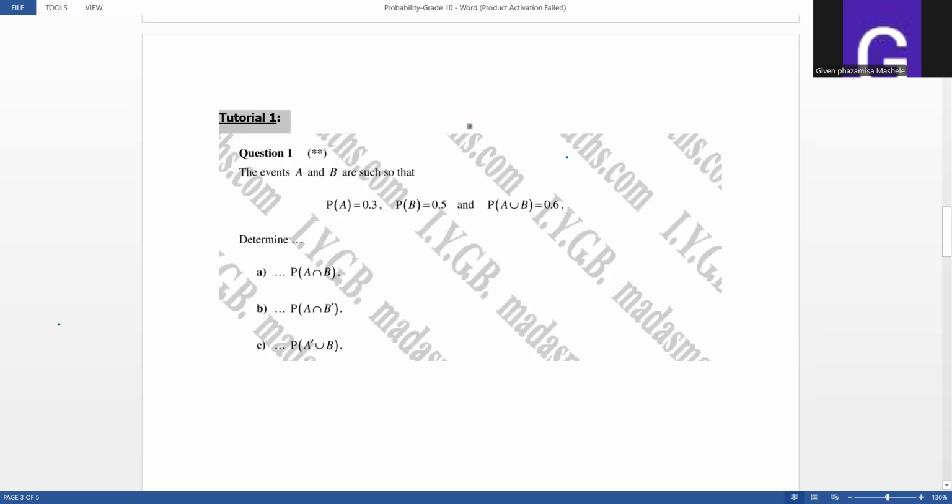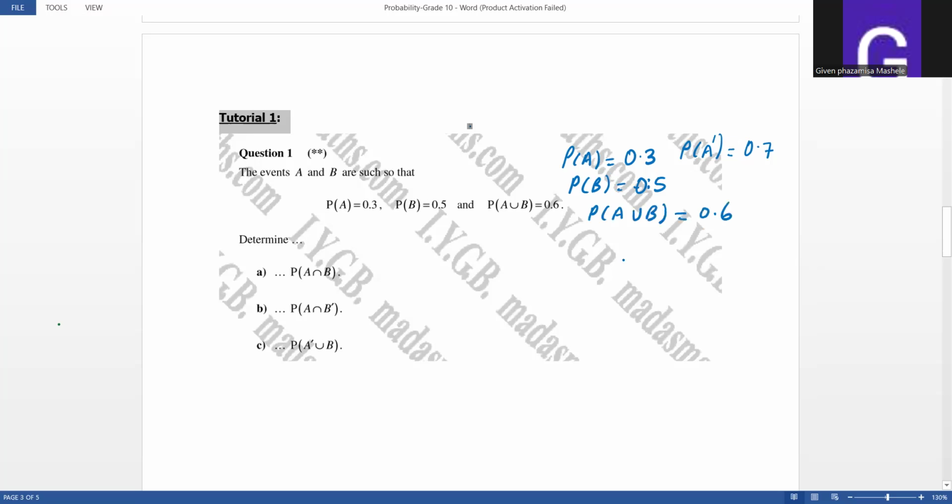So we are told that the probability of A is 0.3. What would be the probability of not A? Obviously, this would be 0.7 because this must add up to 1. Okay, I believe you're following. So what is the probability of B? We are given the probability of B, it's 0.5. And we are also told that the probability of A or B is 0.6.